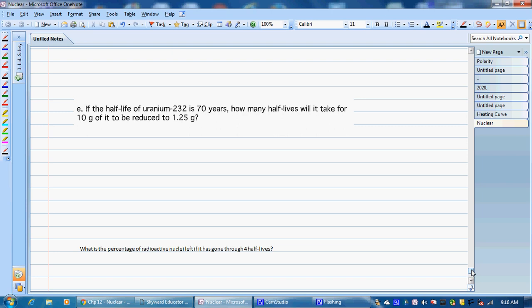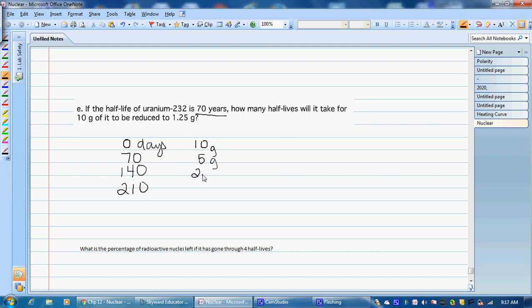Here, the half-life of uranium-232 is 70 years. How many half-lives would it take to get from 10 grams to 1.25 grams? So here, again, we're going to start at 0. It tells us that our half-life this time is 70 years. So we would go 70, and then we would add another 70, so we would get 140. We would add another 70 and get 210. And I'm going to stop there. We may have to go further, but we'll figure it out here. So if we start with 10 grams, at 70 years we would have half of that.